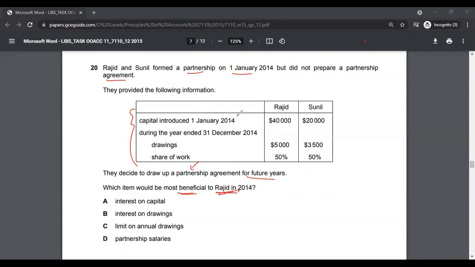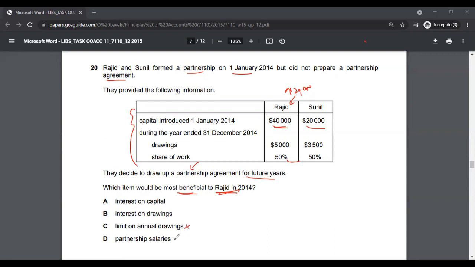So let's look at it. Capital introduced by Rajit is 40,000 and Sunil 20,000. So Rajit has introduced 20,000 more. And then we have the drawings and the share of work, which is 50-50. Okay, let's look at the options. Interest on capital, interest on drawings, limit on annual drawings.